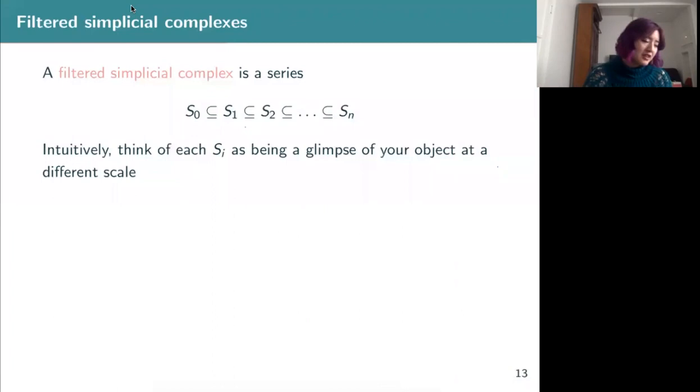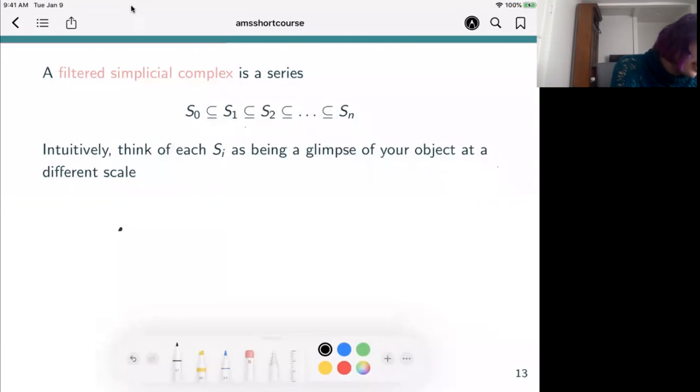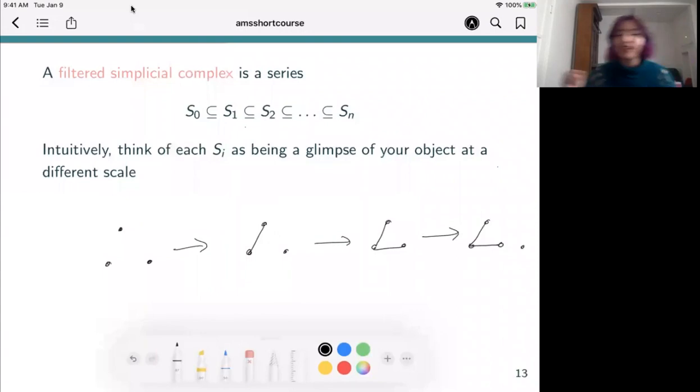So this is where the idea of a filtered simplicial complex, sometimes called a filtration, comes in. Basically, it's a simplicial complex that's actually a series of simplicial complexes. So for example, I could take, as the beginning of my filtered simplicial complex, some set of vertices. And then in the next step, maybe I start to connect some of those vertices. And in the next step, maybe I connect some more. And then maybe in the next step, I add another vertex. The only thing that matters for a filtered simplicial complex is that you always have to be contained in the one that's after you. So I'm not allowed to take away any simplices, but anything else works.